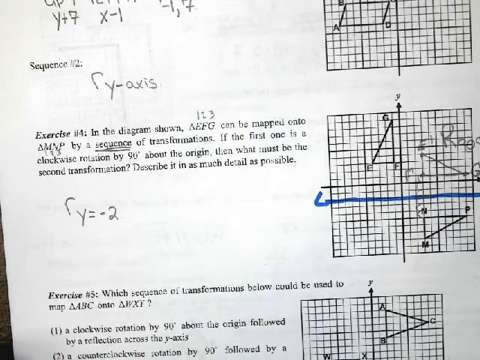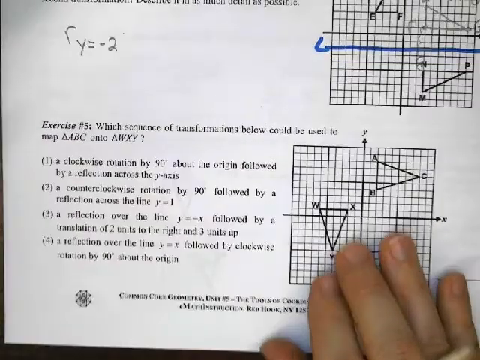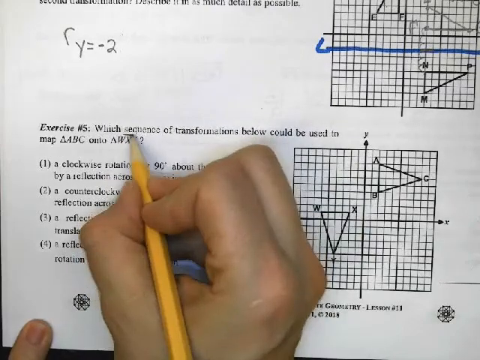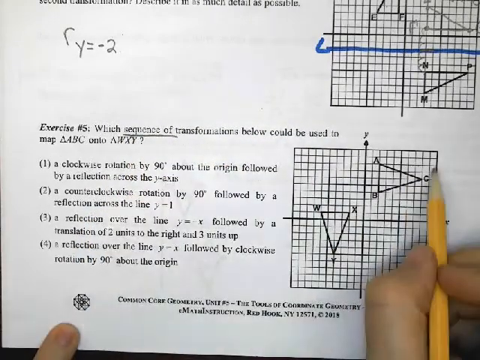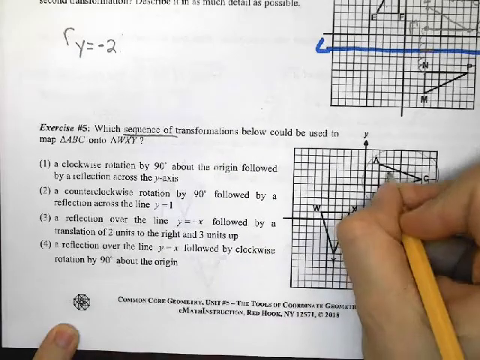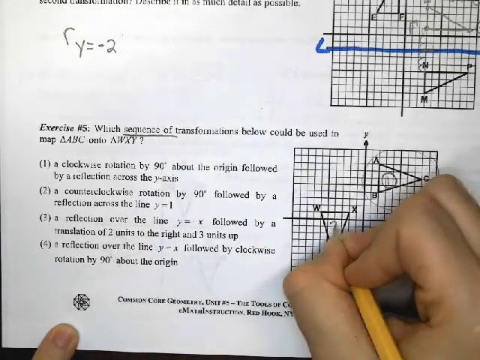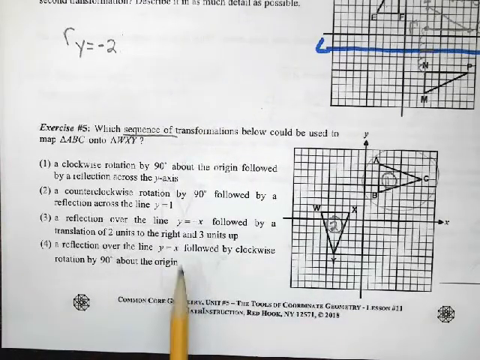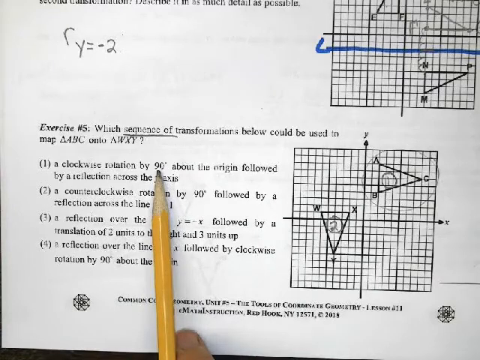All right, moving on to the last one. Again, they're asking us for a sequence of transformations that will map triangle ABC onto WXY. So I would have to test a couple of these. Let's attempt some of them.